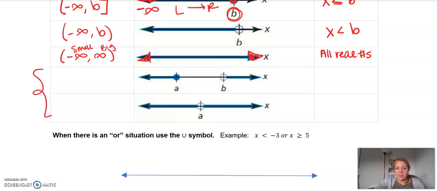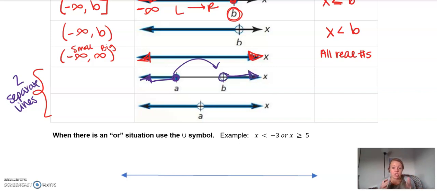What I want you to notice about these is we have two separate lines. So what I'm thinking about here is I've got to describe two different places where x can be. X can either be on this side of A, or we have to jump and x can be greater than b. So there's like this jump that has to happen. We have two separate lines, so there's two different places where x could be. So when we have two separate ones, then you're going to need two ideas. So let's just focus on one at a time.